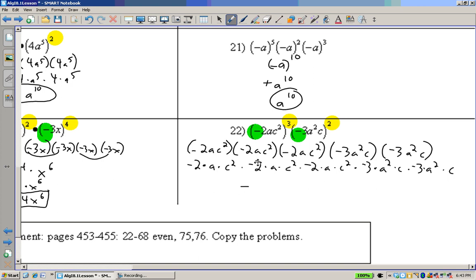2 times 2 is 4. Times 2 is 8. Times 3 is 24. And 24 times 3 is 72. Now we're going to count these through. As far as the A's, number of A's: 1, 2, 3, 4, 5, 6, 7. So there are 7 A's. We have 1, 2, 3, 4, 5, 6, 7, 8 C's.